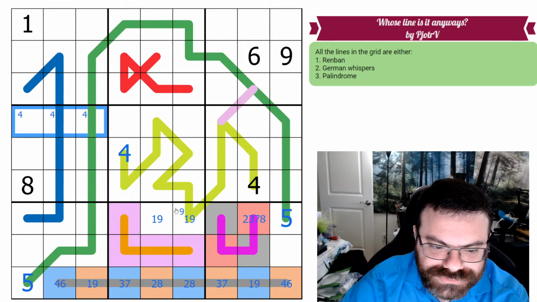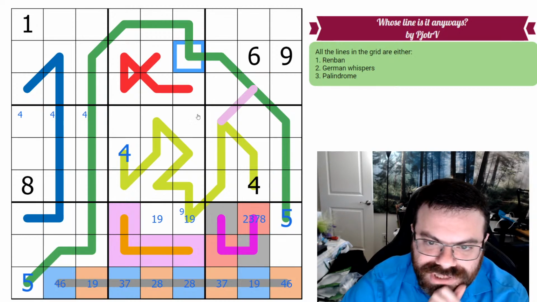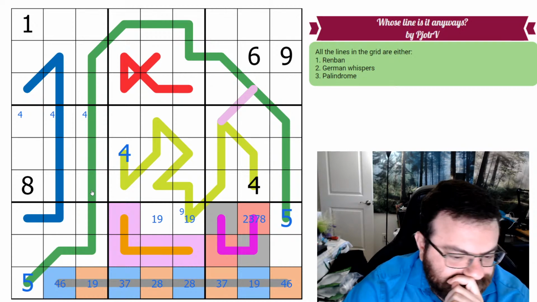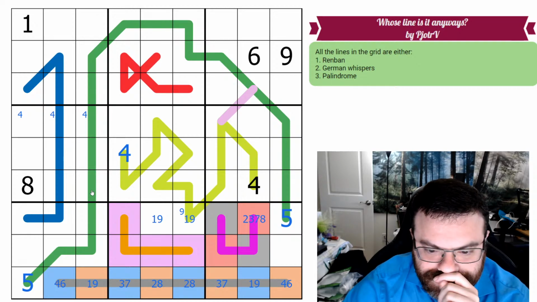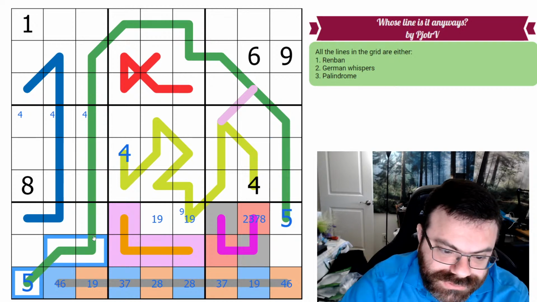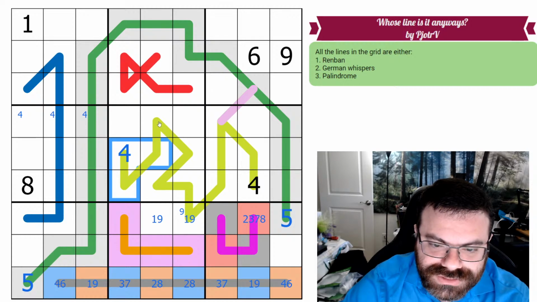There's a 4 up here somewhere. 1, 2, 3, 4, 5, 6, 7. That would put a 4 here, and that seems okay. All right, this is palindrome. Maybe I should color code that as well. Let's make gray palindrome. This is also a palindrome.